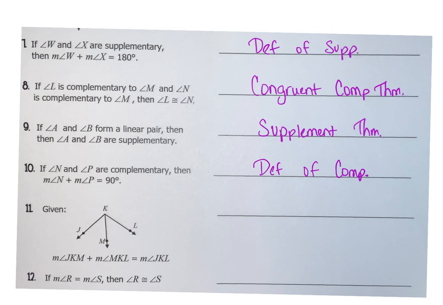Given this figure, they're telling us that JKM plus MKL equals JKL. What tells us that? Angle addition. You're going to use that one probably as much as you use segment addition when you did those proofs. All right. Angle addition postulate. If the measure of R equals the measure of S, then angle R is congruent to angle S. Yeah, you've used this a lot too. You'll use this a lot when you do these proofs. Definition of congruence.